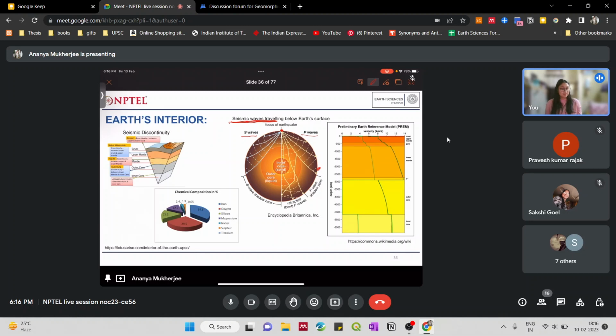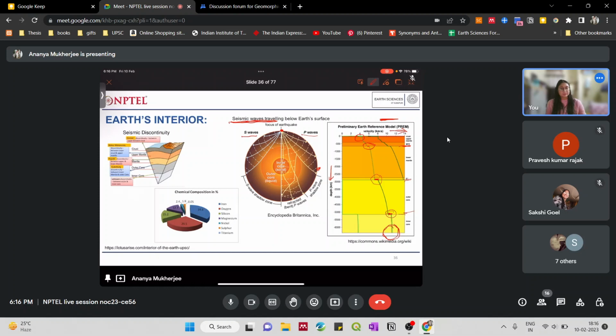On the left hand side, you can see a preliminary Earth reference model, the PREM model. In this you can see that the velocity of these seismic waves has been plotted with depth. Compared to the crust over here, the velocity is much higher in the core, the inner core. And you can see that there are these sudden jumps at the areas where the discontinuities are present. You can see all the areas where there is a sudden jump.